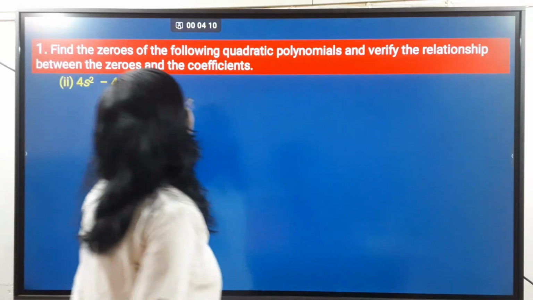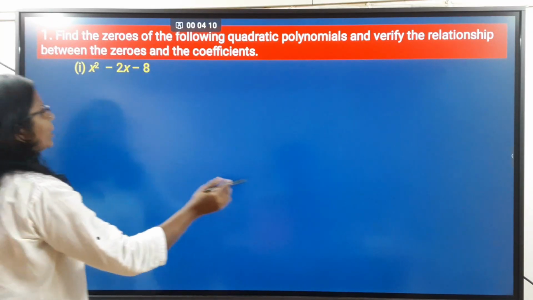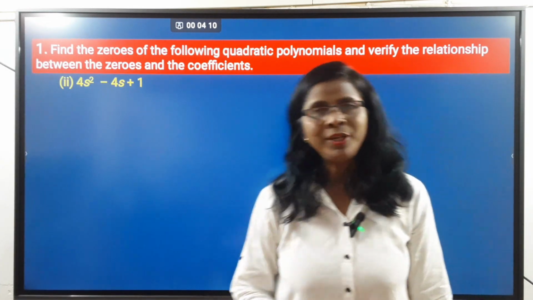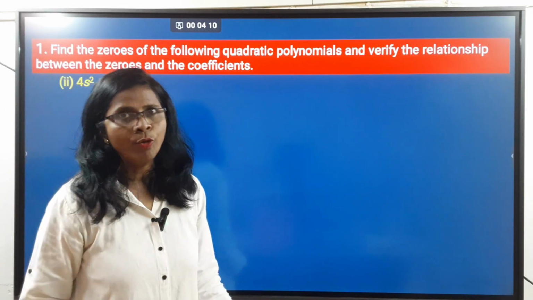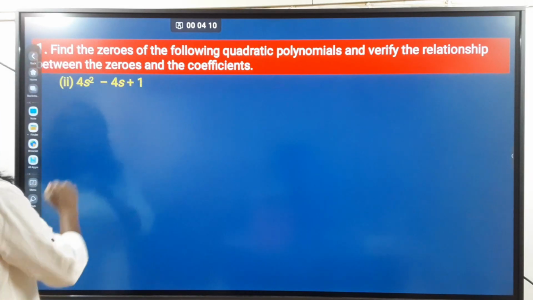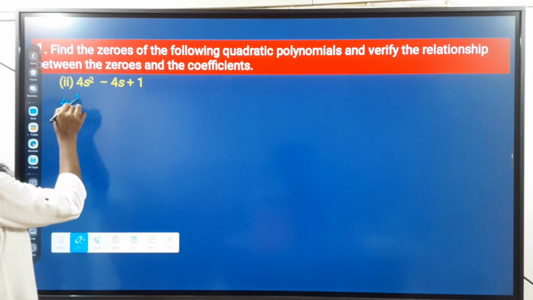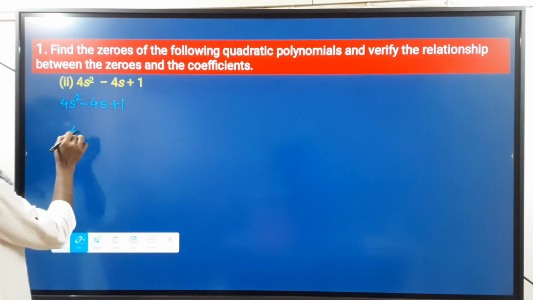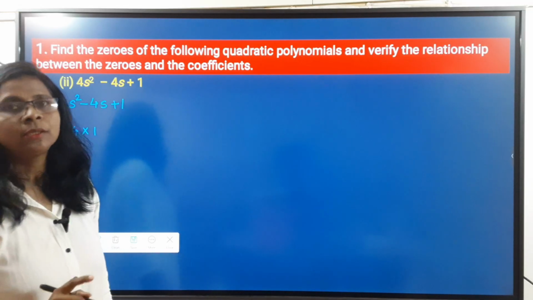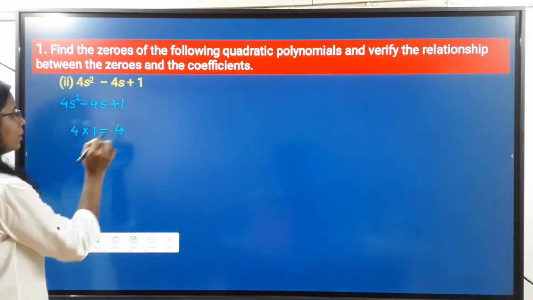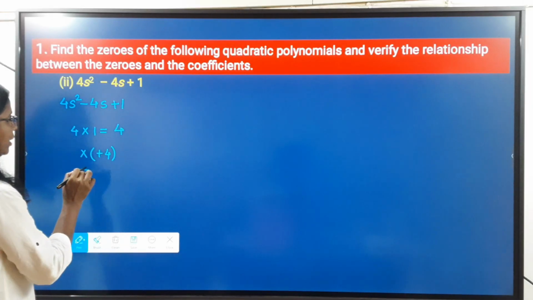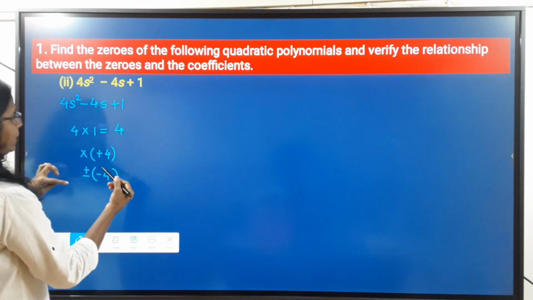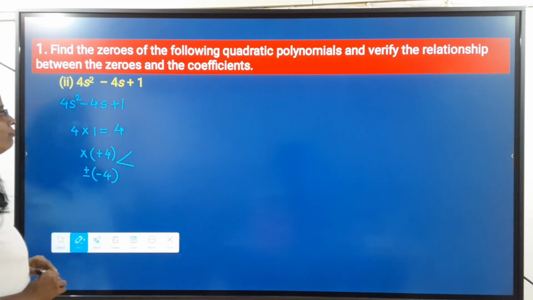The next example is 4s square minus 4s plus 1. So let us find the zeros of this quadratic polynomial. First I write down 4s square minus 4s plus 1. And then we find two numbers such that their product will be positive 4 and their sum would be minus 4. Which are these two numbers, students?